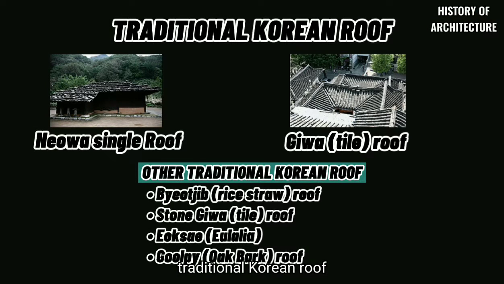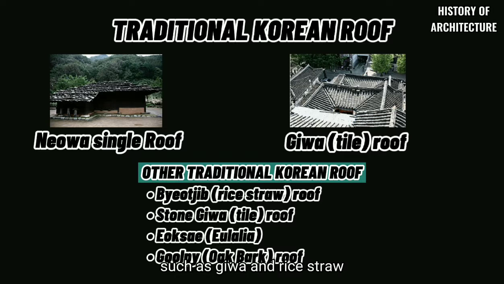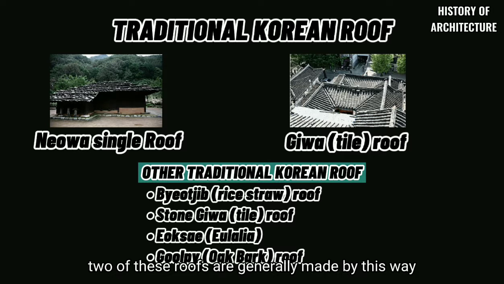Traditional Korean roof. Neowa single roof. Neowa jib is a single roof that can be seen in the mountain villages, for example in Gangwon-do, since these are places where it is hard to get materials such as giwa and rice straw. Giwa is a construction material for roofing. It is also called gaywa. One of the basic forms of giwa is amgiwa or flat giwa and sugiwa or round giwa. One roof can be made by putting together two of these. Roofs are generally made this way.